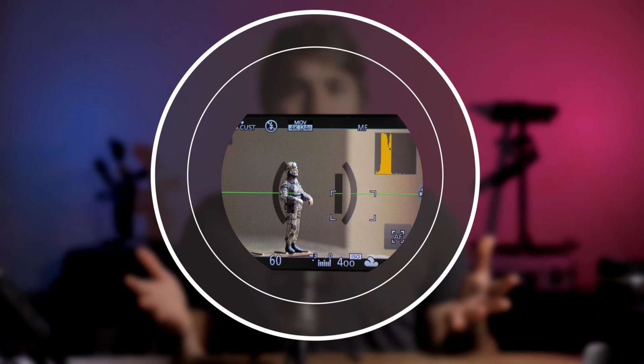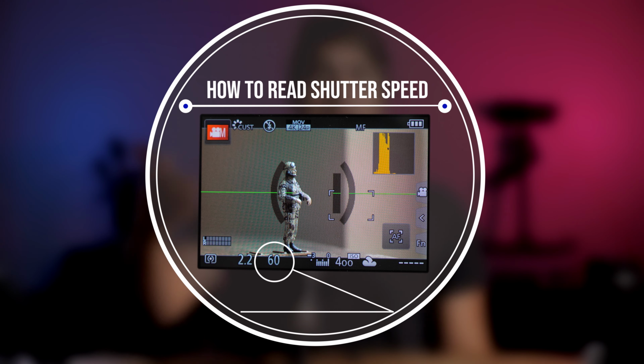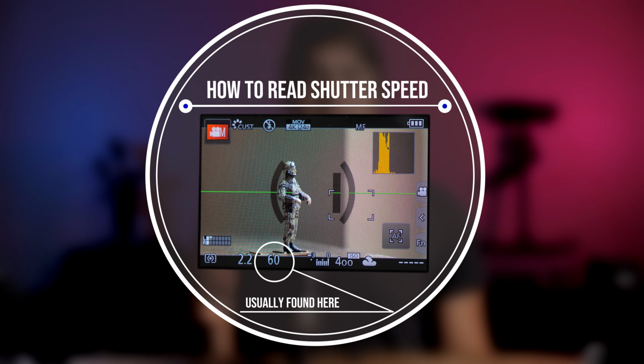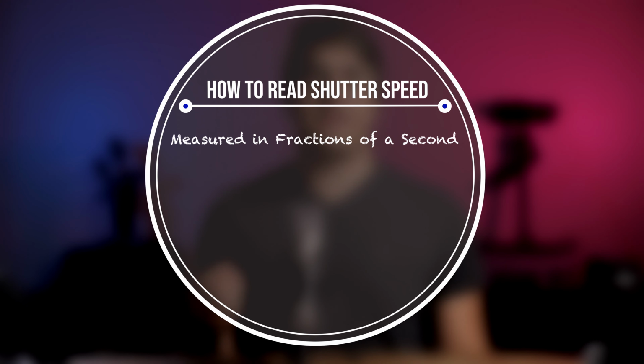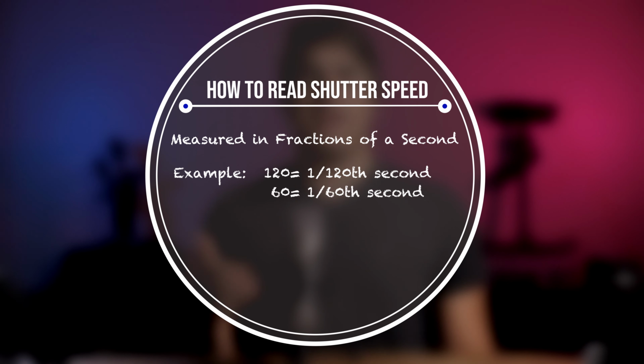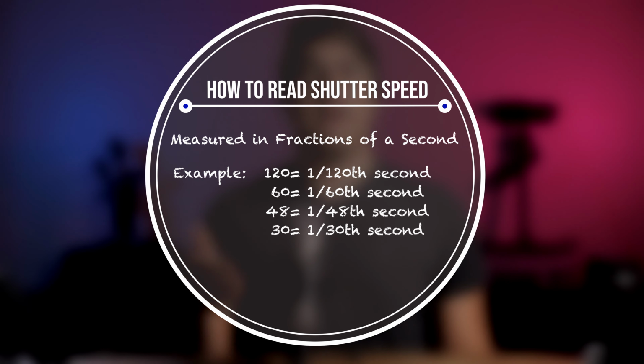It's pretty simple. The high numbers mean fast shutter speed, and a low number means slow shutter speed, and what these numbers are is they're fractions of a second. 120 means 1/120th of a second. That's going to be how fast the shutter's moving. Your shutter speed also controls how much motion blur you get.